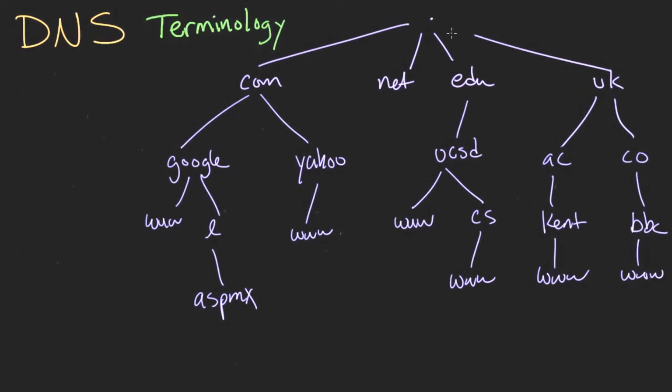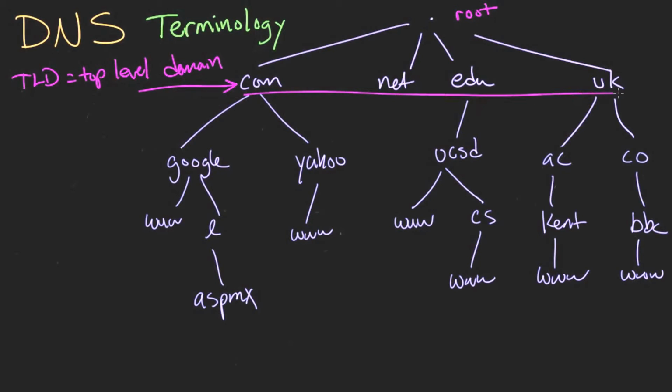So let's go over some terminology that you're going to hear when we're talking about DNS. The first one is root, and root is the way we pronounce the very top of this DNS hierarchy. We spell it with a dot, but we pronounce it as root. The next one is TLD, which stands for top level domain, and they are the ones in this level right below the root of the hierarchy.